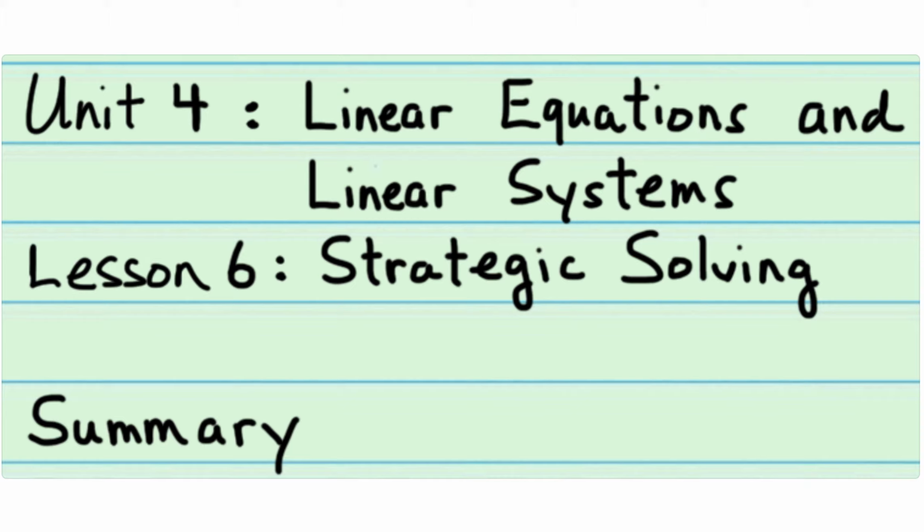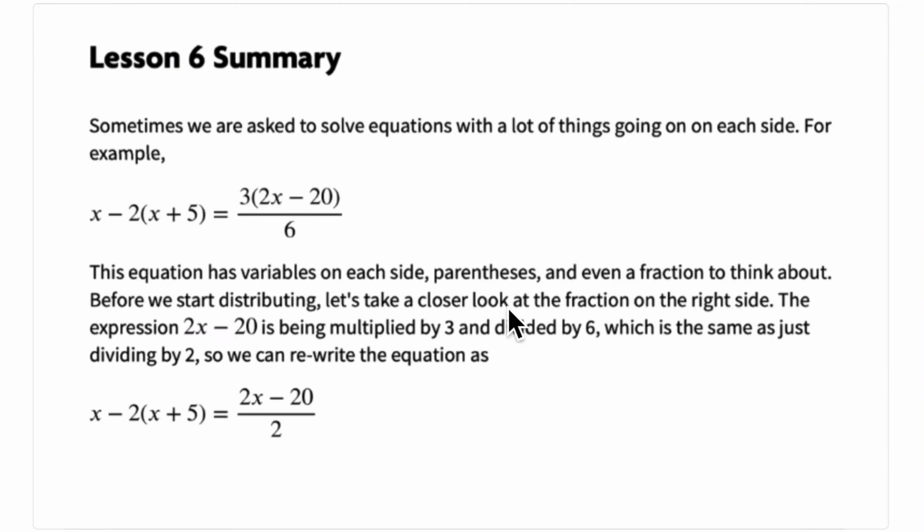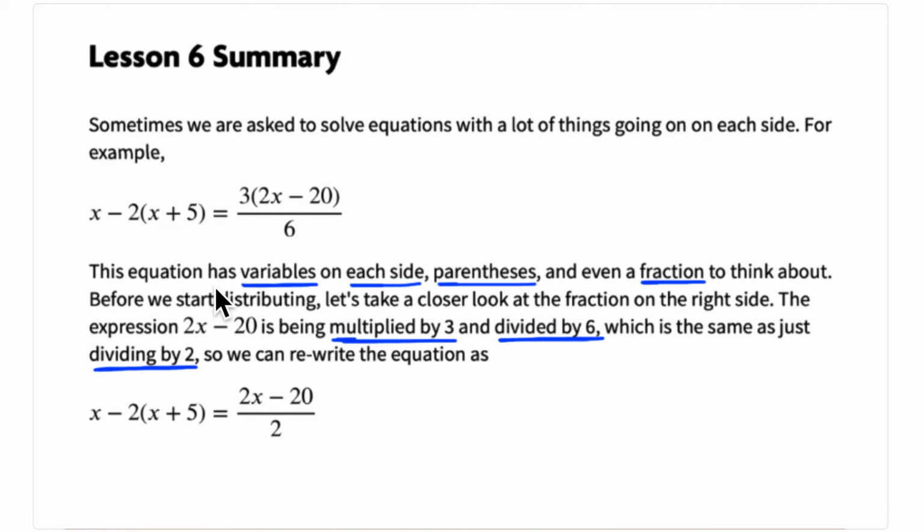This is the summary for Lesson 6, Strategic Solving. And what the authors would like you to do is look at the structure of how this is set up. But the first thing they're going to do is get rid of this 6 because they identify that there are variables on each side, that this is pretty tough to look at. Variables on each side, parentheses, fraction. So what are you going to do? How are you going to start to solve this?